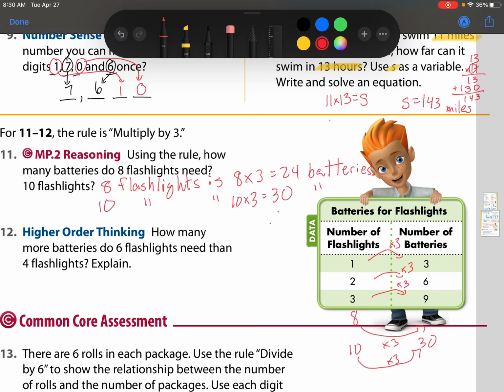Now our next one. How many more batteries do 6 flashlights need than 4 flashlights? Explain. Well, to clean this up, I'm just going to erase over here. And it's asking for 6 and 4. So 6 flashlights would be what? 6 times 3 equals 18 batteries. And then 4 times 3 equals 12 batteries. But that's not what it's asking for. It's saying how many more. So if you have 18 batteries and 12 batteries, how many more do you have? Well, it's 6 more batteries.